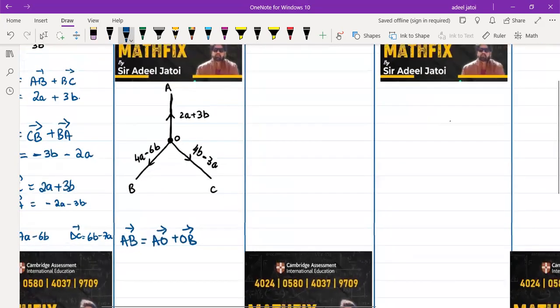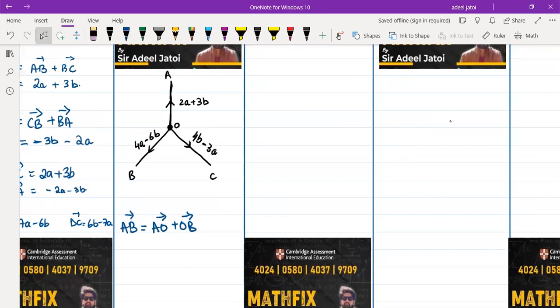But if you look at AO, the given direction is upward, right? But I am coming downwards, opposite to the given direction. OB, I am going from O to B, and the direction is O to B as well. So this magnitude will remain positive, but this will be changed to negative.